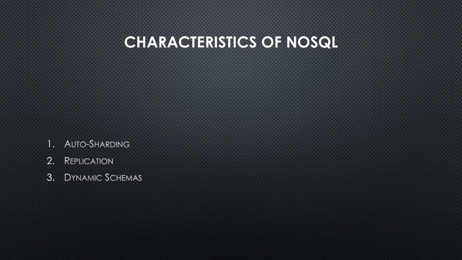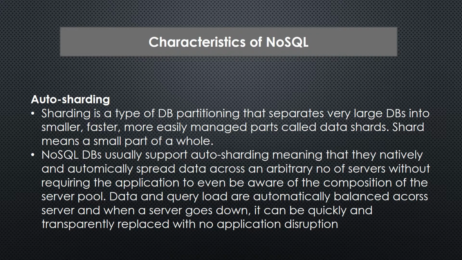Characteristics of NoSQL. Auto-sharding. Sharding is a type of database partitioning that separates very large databases into smaller, faster, more manageable parts called data shards. NoSQL databases usually support auto-sharding, meaning that they natively and automatically spread data across an arbitrary number of servers without requiring the application to even be aware of the composition of the server pool.